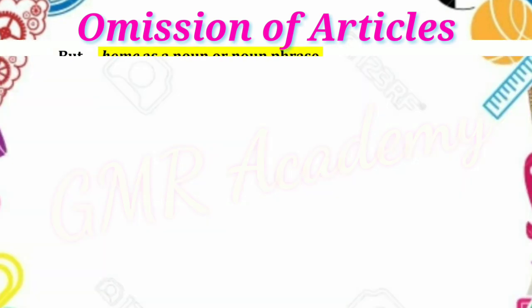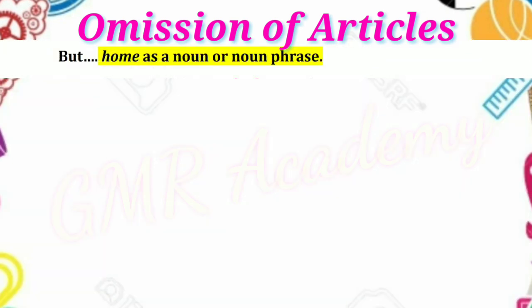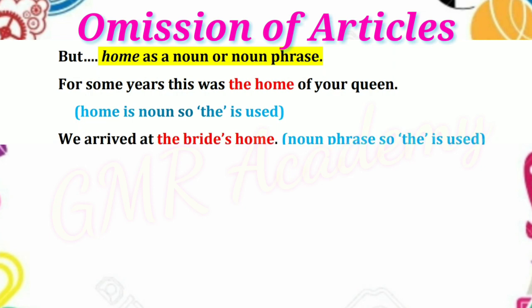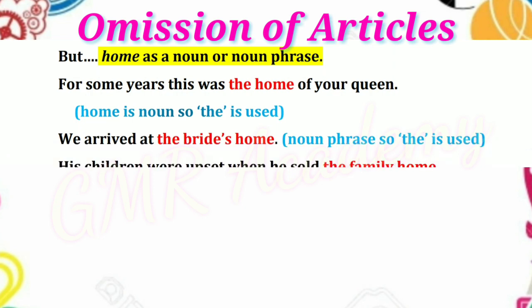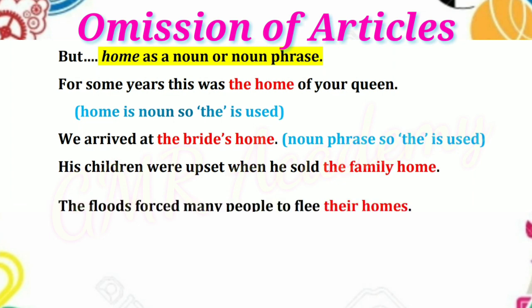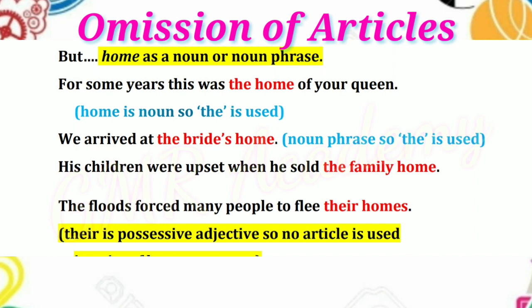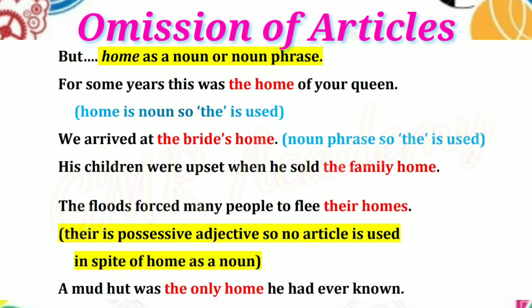But when home is a noun or noun phrase, we use articles. For some years, this was the home of our queen. Home is a noun, so we use the article. We arrived at the bride's home. The bride's home is a noun phrase, so we use the article the. His children were upset when he sold the family home. Family home is a noun phrase, so we use the article.